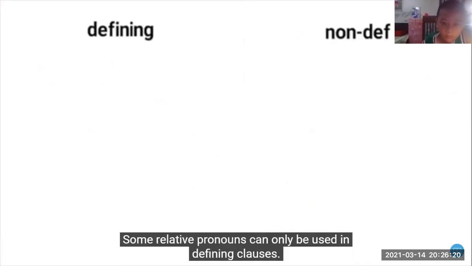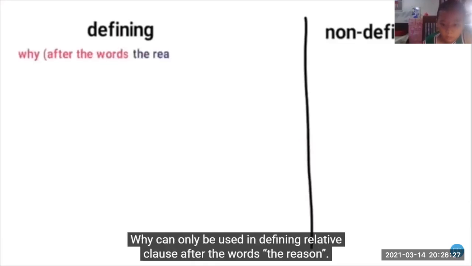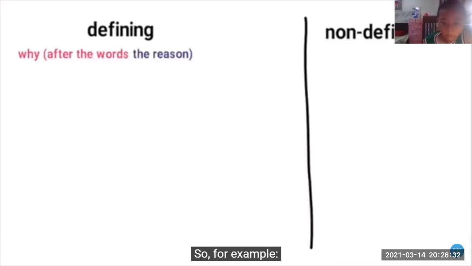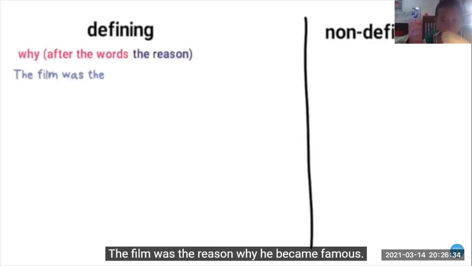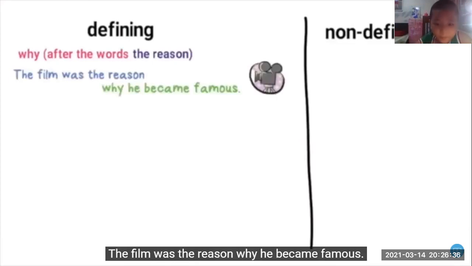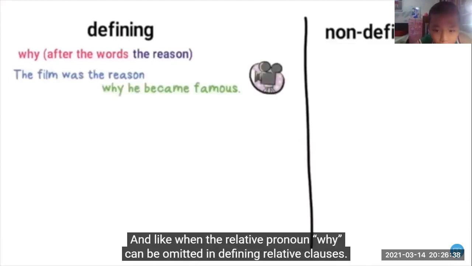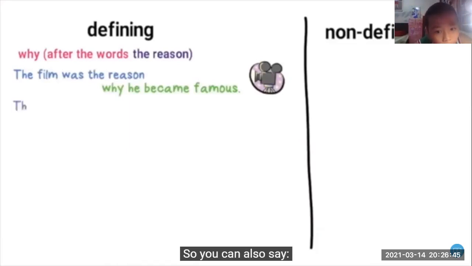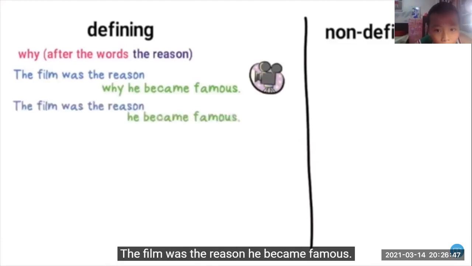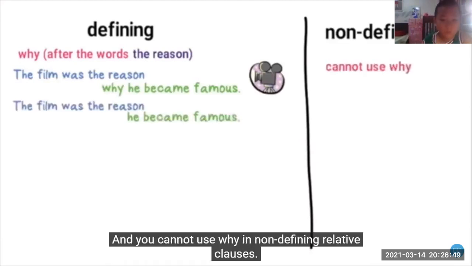Some relative pronouns can only be used in defining clauses. Why can only be used in a defining relative clause after the words the reason. So for example, the film was the reason why he became famous. And like when, the relative pronoun why can be omitted in defining relative clauses. So you can also say the film was the reason he became famous. And you cannot use why in non-defining relative clauses.